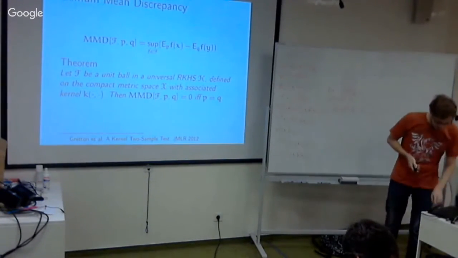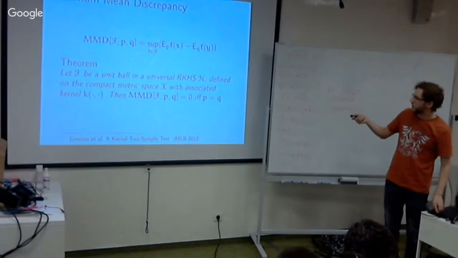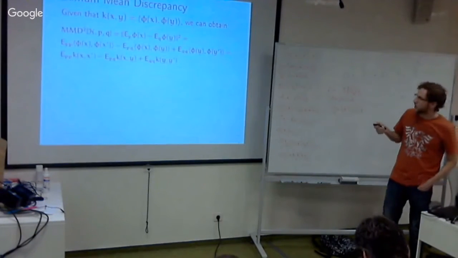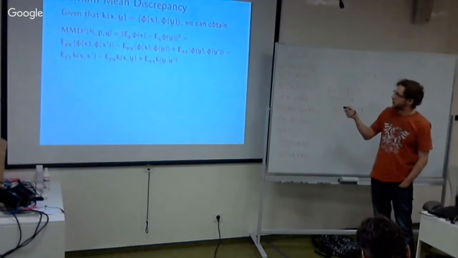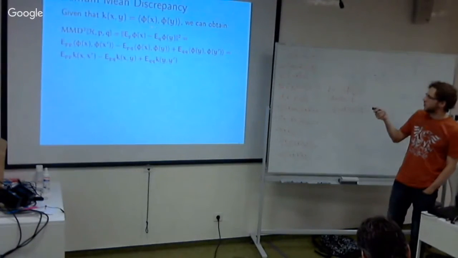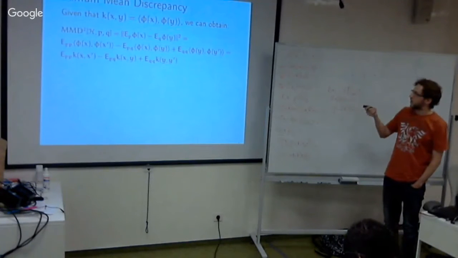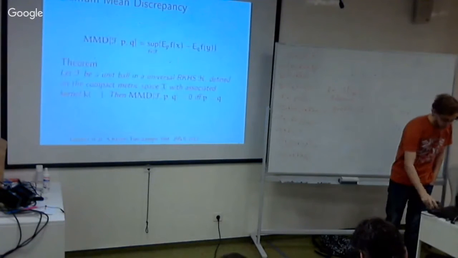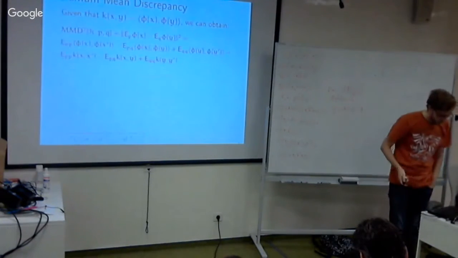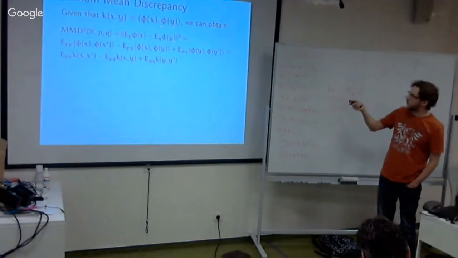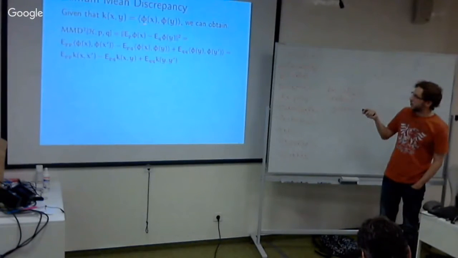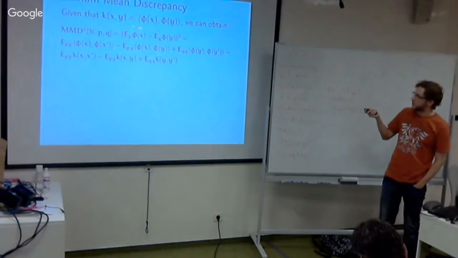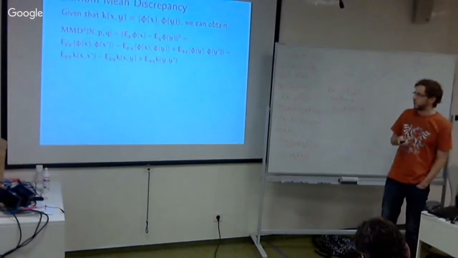Okay. So then we take the supremum over functions from the unit ball, and given that we have a kernel which is by definition an inner product with some feature mapping, that supremum can be replaced with a norm in that space, so instead of all f's we get phi, which is a feature transformation.